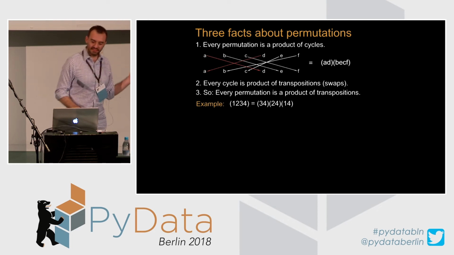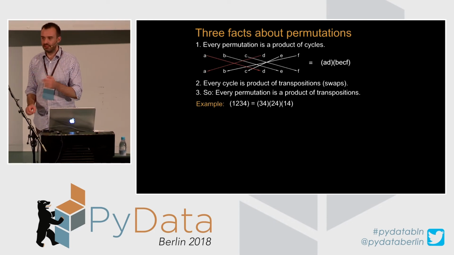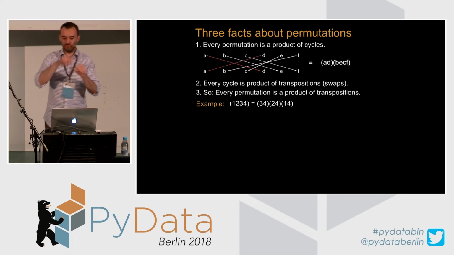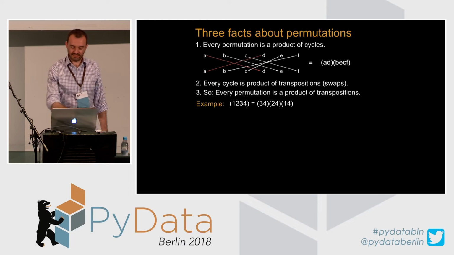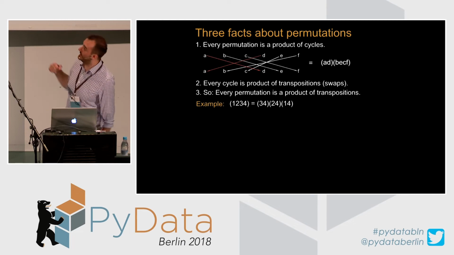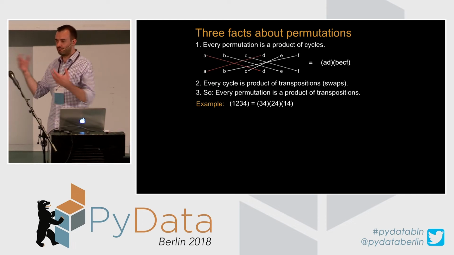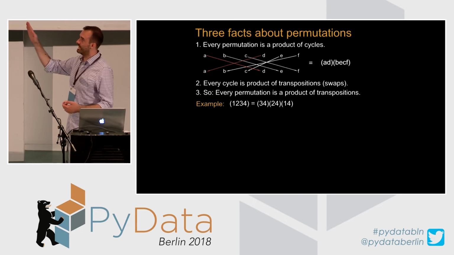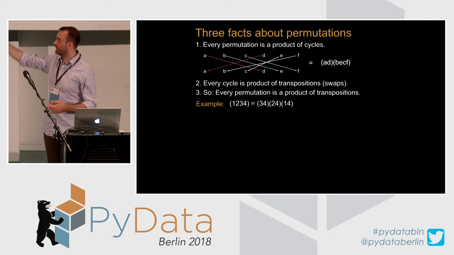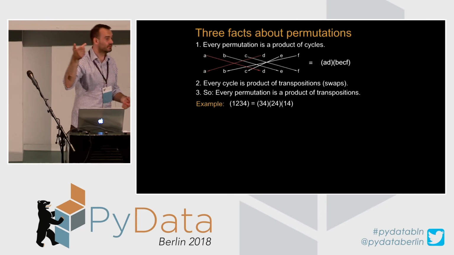So I've taken a simple example on just 4 numbers. It's the cycle 1, 2, 3, 4. You send 1 to 2, 2 to 3, 3 to 4, back to the start. And I'm asserting it can be broken up in the way on the right-hand side. So permutations, just by convention, are multiplied from right to left. So what the right-hand side is saying is that, first of all, you swap 1 and 4, and then you swap 2 and 4, and then you swap 3 and 4.